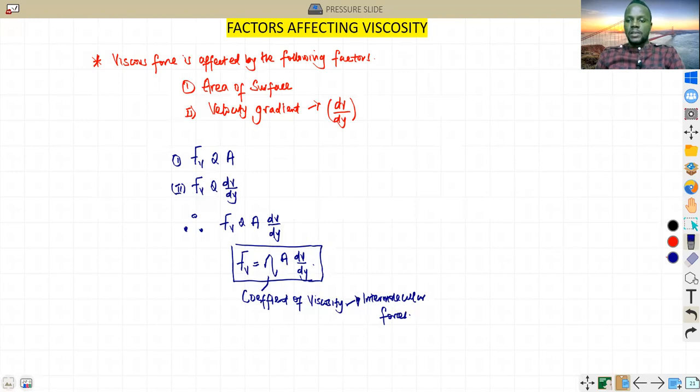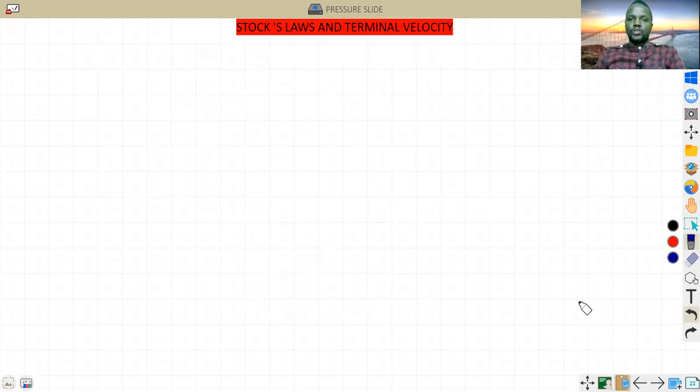About the next slide, we have Stokes' law and terminal velocity. In sequence to this, in the syllabus, we are to discuss a very important law that is derived from experiment, which we call Stokes' law. Now, about Stokes' law, we need to understand how we come about that, and let's put on a note to understand the concept very well.